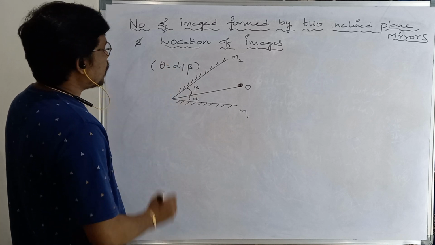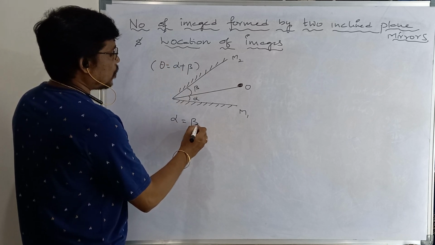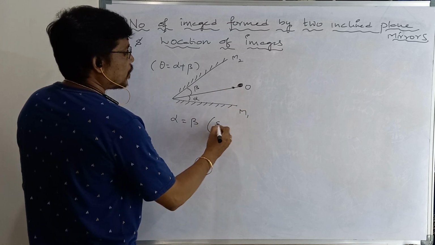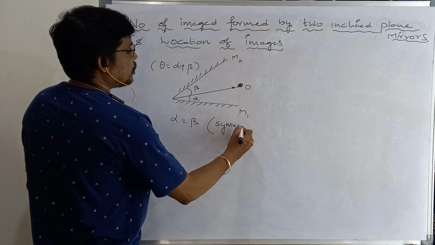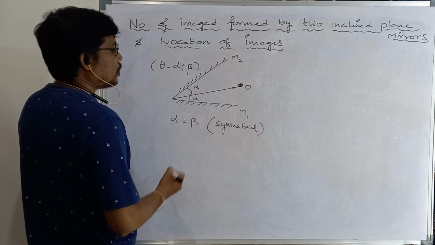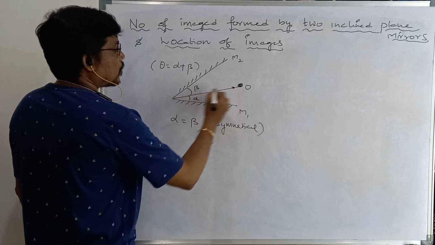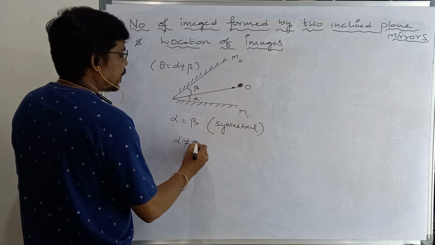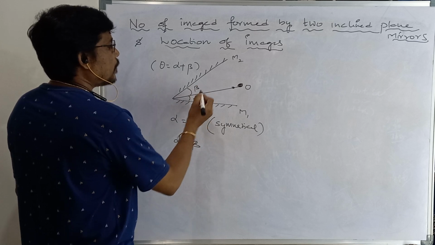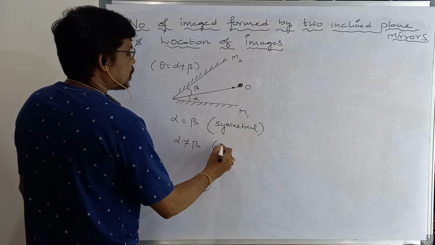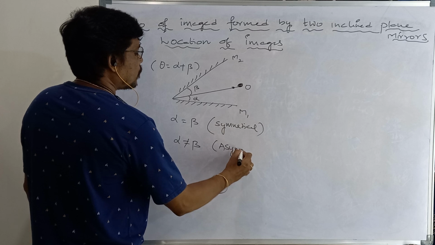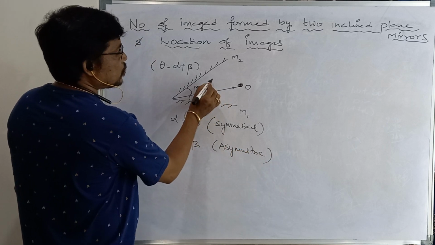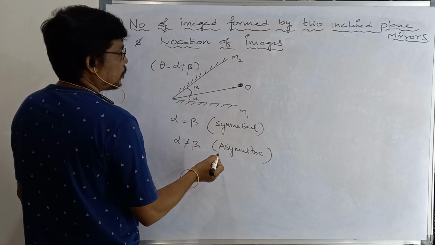Now, if alpha is equal to beta, what is the meaning of it? The object is placed exactly along the angular bisector, or you can say it is symmetrical. Or if alpha is not equal to beta, that means the object may be somewhere else. That is asymmetry, that is, the object is not placed along the angular bisector.